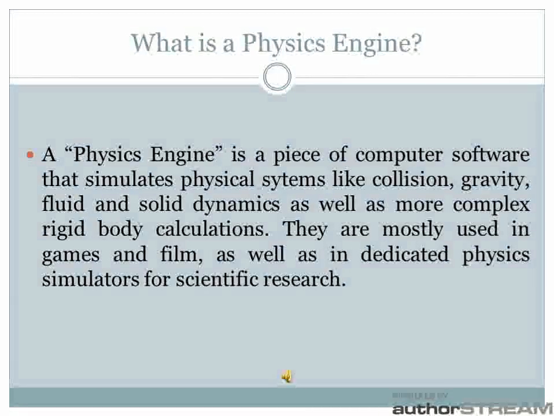A physics engine is a piece of computer software that simulates physical systems like collision, gravity, fluid and solid dynamics, as well as more complex rigid body calculations, and more recently even soft body calculations. They're mostly used in games and film, as well as in dedicated physics simulators for scientific research.